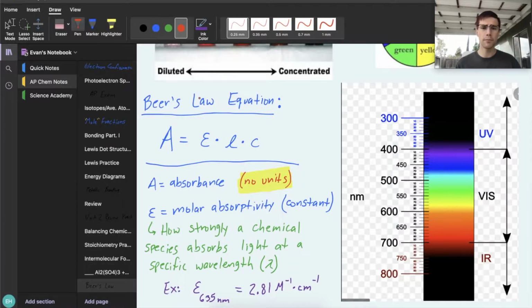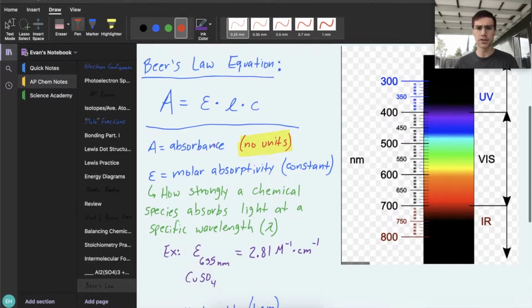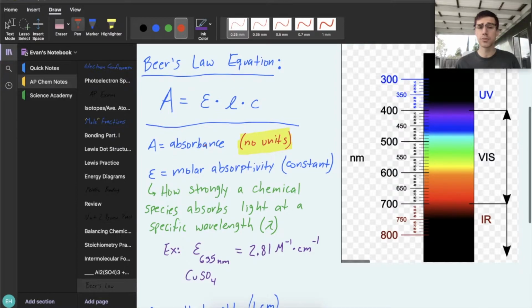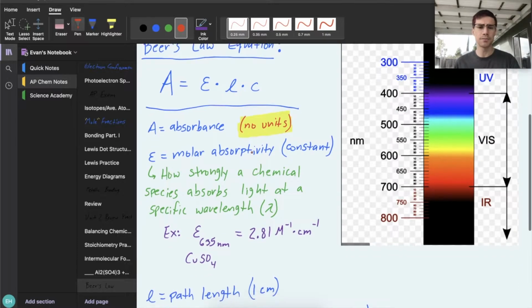So Beer's Law, or the equation for Beer's Law, is written right here. A equals epsilon, or lowercase Greek epsilon, times L times C. Okay, so what are all of these? Well, A is the absorbance, so how much of the light is being absorbed, which is a value that we're going to get from the machine that we put our sample into. But notice here there's no units for absorbance, okay? So we just leave that value as is.